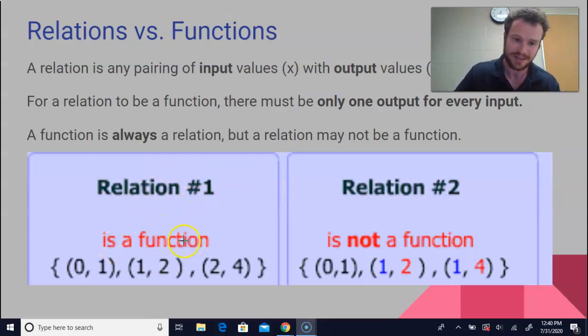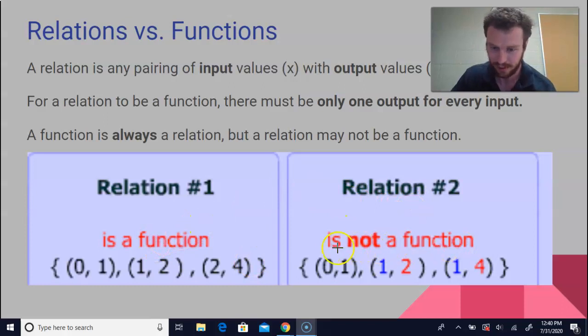Okay, so let's make sense of that by looking at these two relations. Relation number 1 is a function. All right, so the input values are 0, 1, and 2 because they are the x values. So 0 has an output, a y value, of 1. The input 1 has an output value of 2, and the input 2 has an output value of 4.